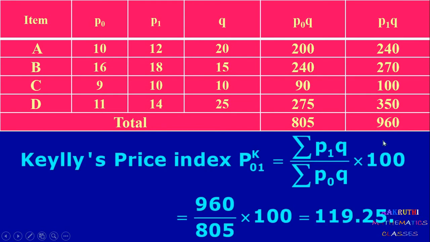So then, the KLS price index number formula is P01 of K equal to summation of P1Q divided by summation of P0Q into 100. Substituting all these values, we get 960 divided by 805 into 100. So the answer is 119.25. Therefore, the KLS price index number is 119.25.